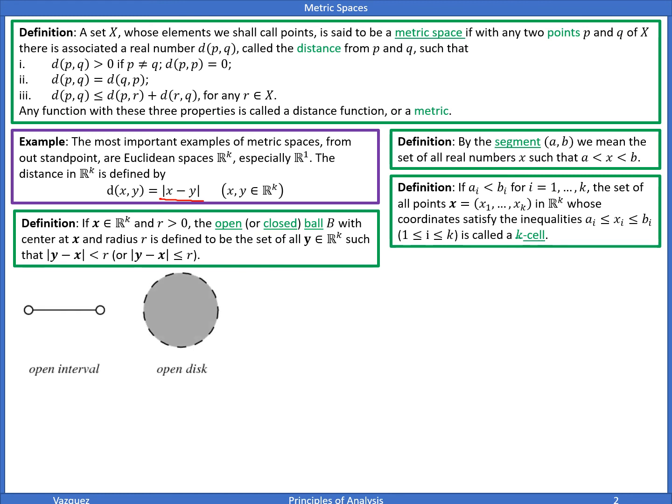So an open interval, this is in R1. This would be in R2. That's what an open ball looks like. In R1, it just looks like an open interval, and in R2 it looks like an open disk. A closed one would be a closed interval on the real line in R1, and in R2 would be a closed disk. Right, so the only difference is that here we're not including the boundary. Here we are. With closed sets, we include the endpoints.